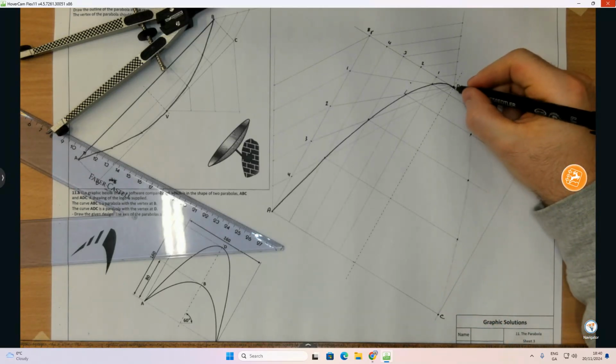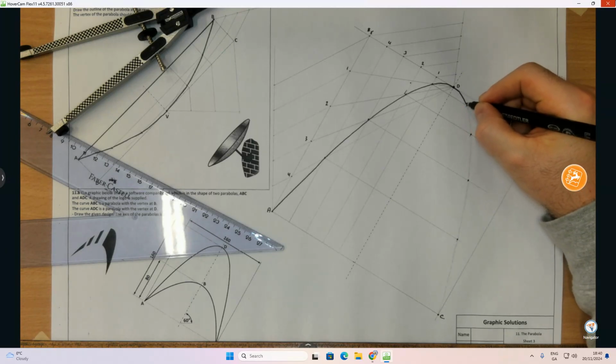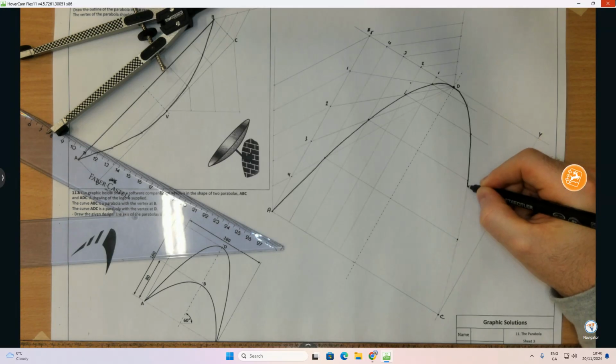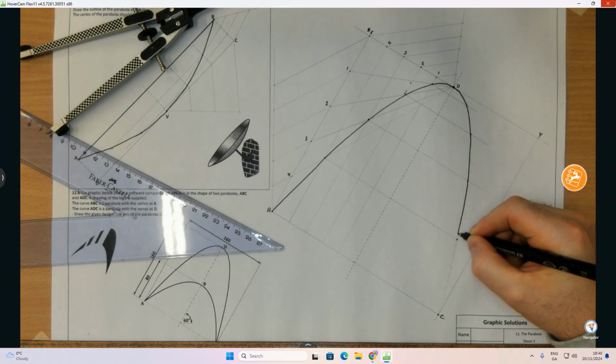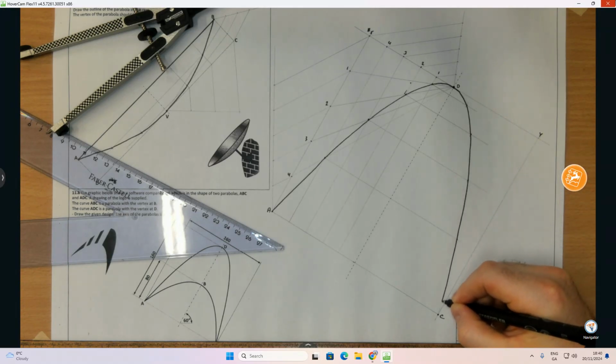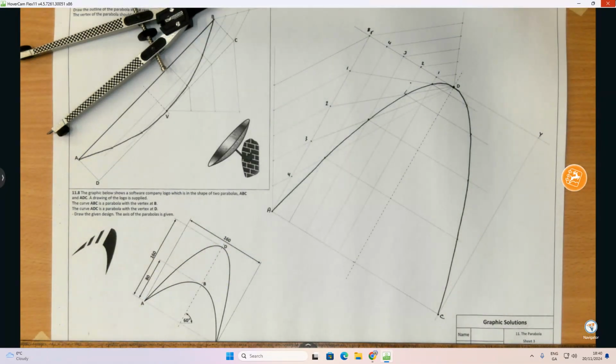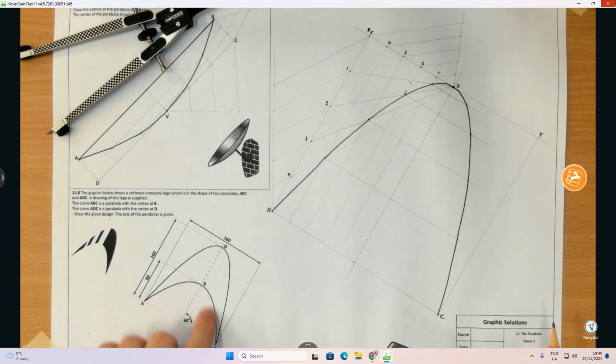And when you have it then, try and draw it in one continuous path. Okay, so there we have the large parabola done. Now what we have to do is repeat the process here, only for the smaller one going from A to B to C.